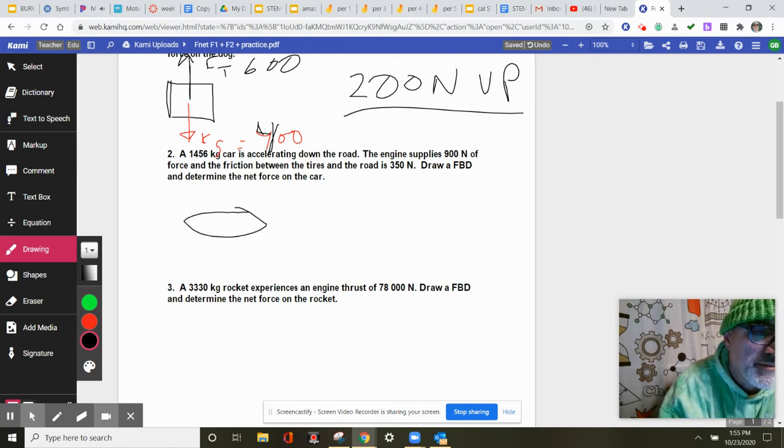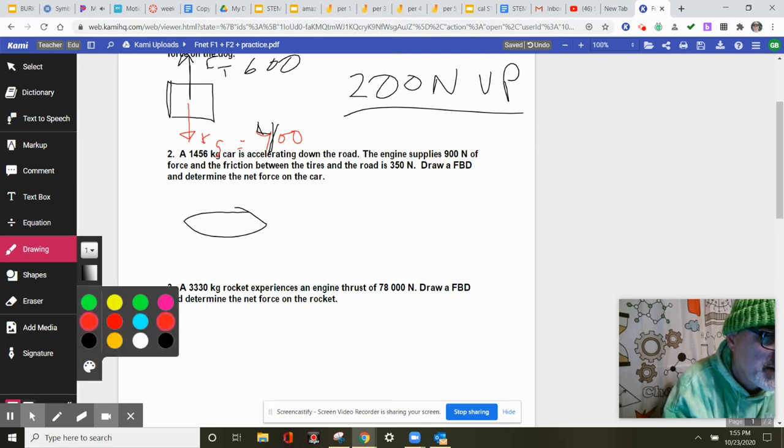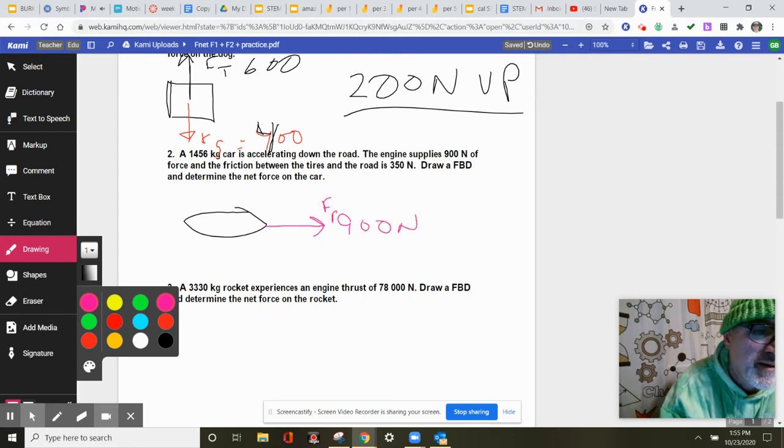Now the next one, we have a car. It's accelerating down the road. We have an engine supplying 900 newtons of force this way. So that's a pushing force. I'm supposed to label that. And there's friction over here. All right, friction. Friction is 350.